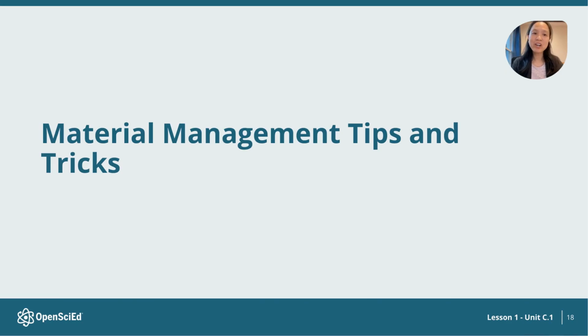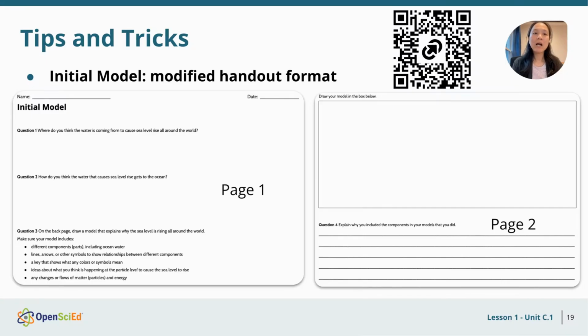Okay, let me share a couple of strategies for this lesson. I modified the format of the initial model handout because I noticed that students found it easier to have both macroscopic and particle level zoom-ins combined into one diagram. It was also clearer to students when all the prompts were listed as bullet points under question 3. If you would like to grab this modified handout format, go ahead and use the QR code posted here.